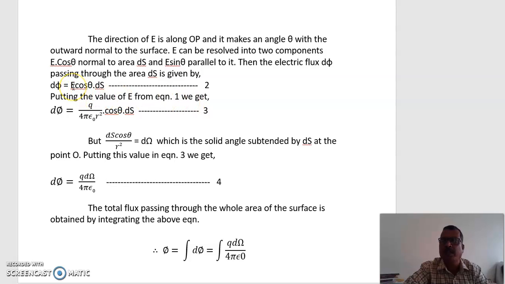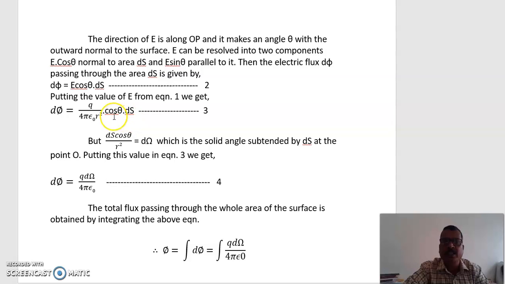We know the value of E: Q divided by 4πε0 R square. Put in the value of E. Therefore we get dφ equal to the value of E, Q divided by 4πε0 R square, and the remaining value is cos θ into ds. Okay, this is, suppose, equation the third.